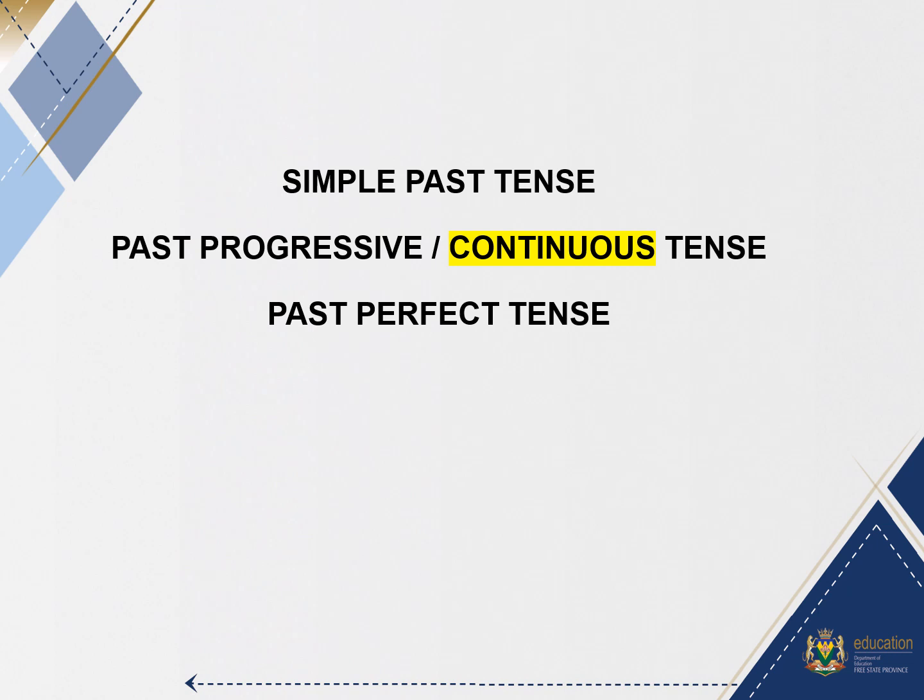We're going to look at the simple past tense, the past progressive or past continuous tense. I prefer calling it the past continuous because continuous tells us that it's ongoing, and that is when we use ing. The last one we're going to look at will be the past perfect tense. Remember that in an exam, if you aren't asked which past tense to use, you will look at the sentence that you're given and you will then change that.